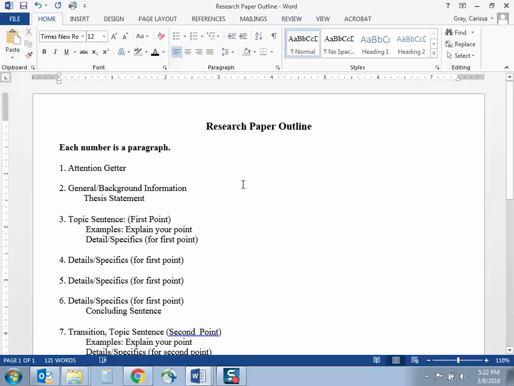Okay, so let's talk about the first paragraph in your research paper. It needs to be an attention getter. You don't want to start with the topic right away. You want to get your reader's attention with a question, a short story, a fact, a statistic, some sort of way to get your reader's attention without giving away your topic.